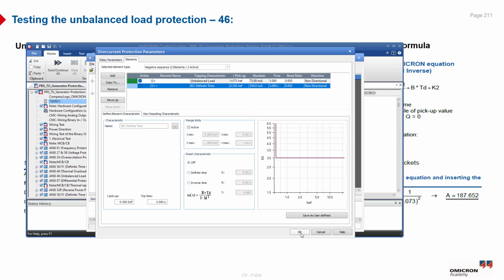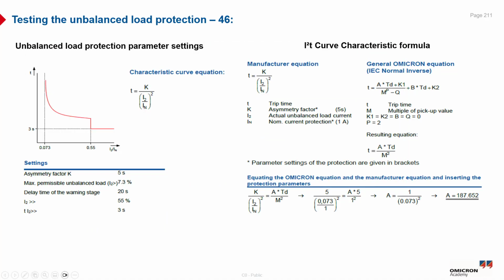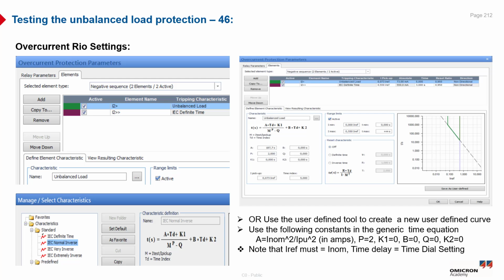Then simply you can click OK. We will get back again to our presentation. So here is how to test the unbalanced load protection, which is 46, as we explained, the element in the overcurrent REU file. Also, you can see the equations of the first stage and the second stage.